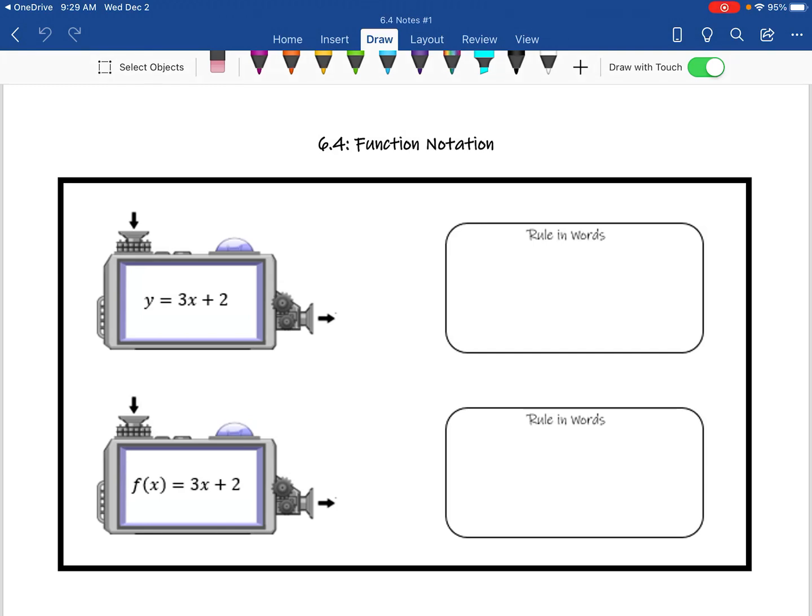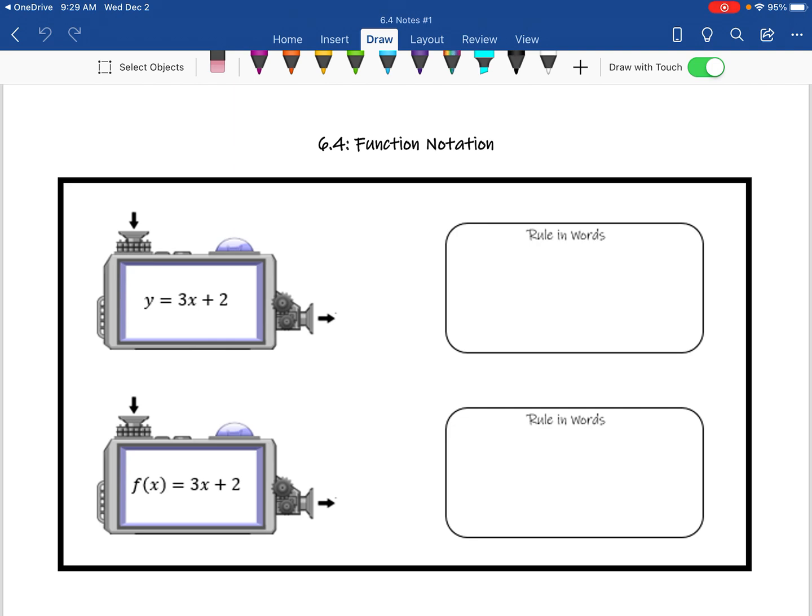Okay, today we are going to introduce function notation, and we're going to do that through the lens of looking at a function as a machine. So we have a machine, we put input into the machine, and then the function gives us an output.